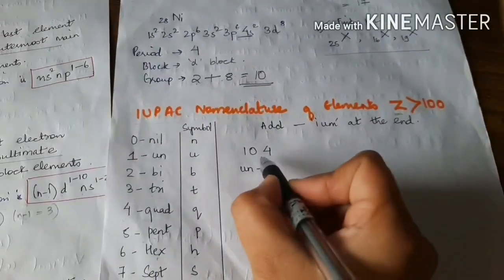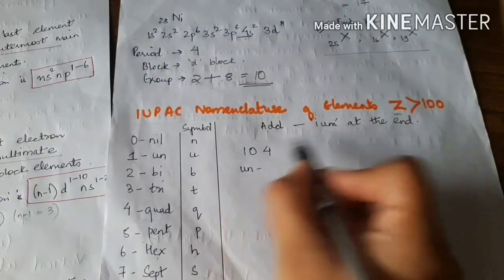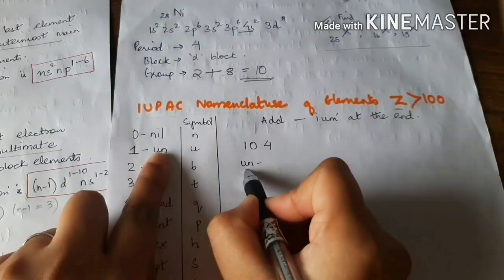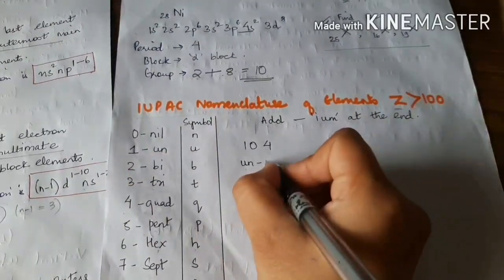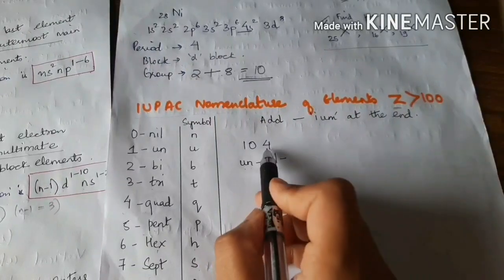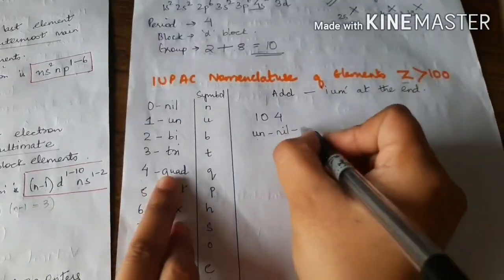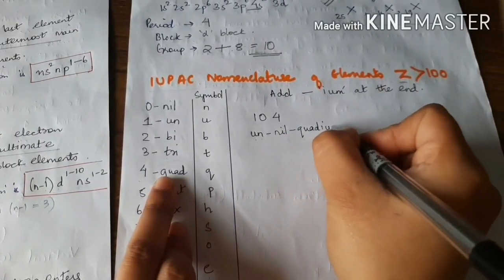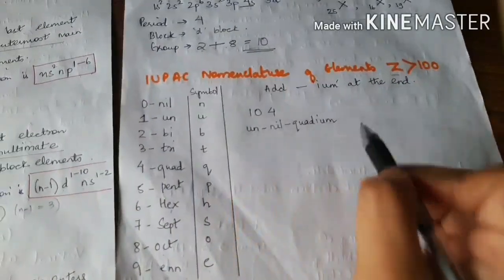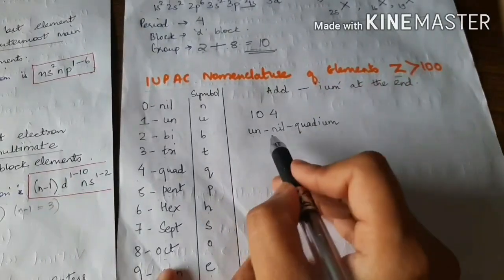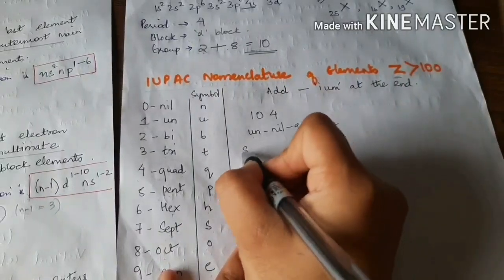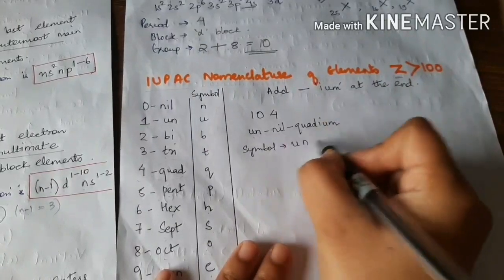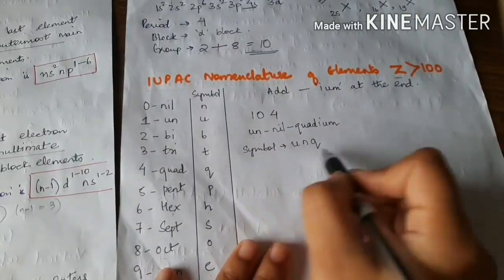Let's try to write the IUPAC nomenclature for atomic number 104. 1 is what? Un. 0 is what? Nil. Un, nil. Then 4 is what? Quad, Q-U-A-D. Then let's write ium, I-U-M. This is the name: unnilquadium. And the symbol would be U, N, Q. This is the symbol.